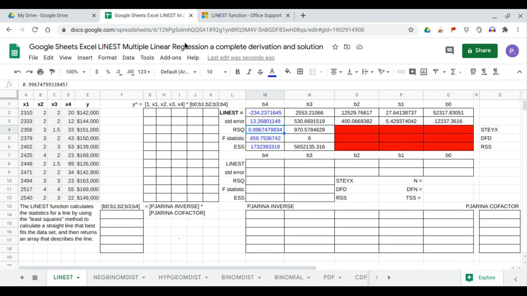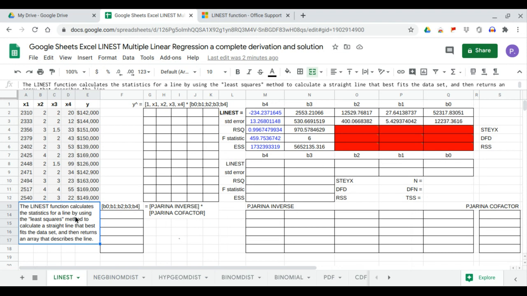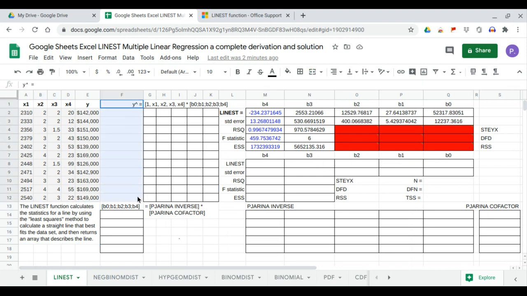But what we're missing are these outputs. These are missing because only the 5 outputs are present, but there are a total of 16 outputs. In this video, we will calculate each and every output using the matrix solution. As the definition says, the LINEST function calculates the statistics for a line by using the least square method to calculate a straight line that best fits the dataset, and then returns an array that describes the line, which is known as the y hat.